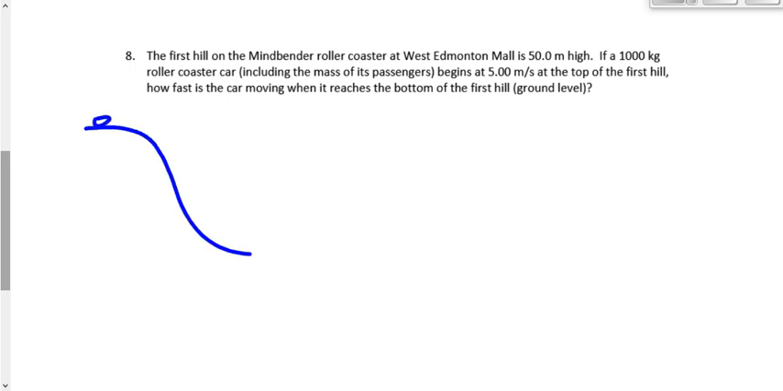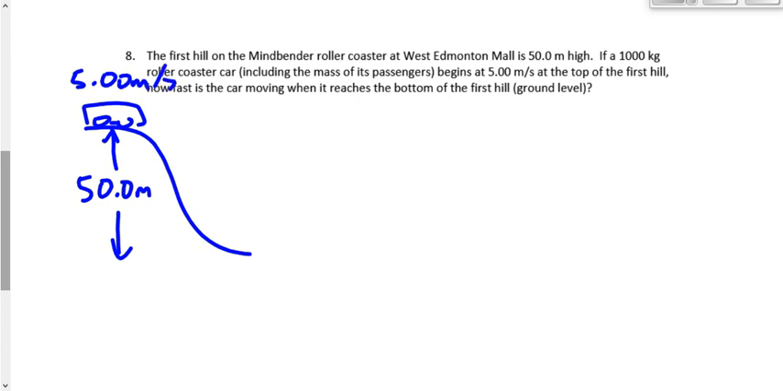1,000 kilograms begins at the top of a hill, 50 meters high, not 5, but 50 meters high. Goes down the hill from an initial speed of 5.00 meters per second. We want to find out how fast it's moving at the bottom of the hill. What do we do here? This is like what we did yesterday, right? What do we do here? Megan?